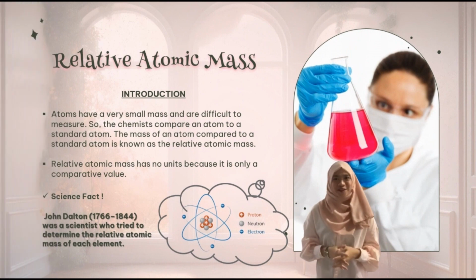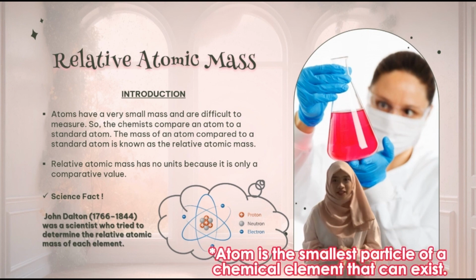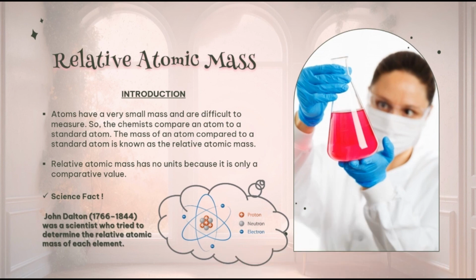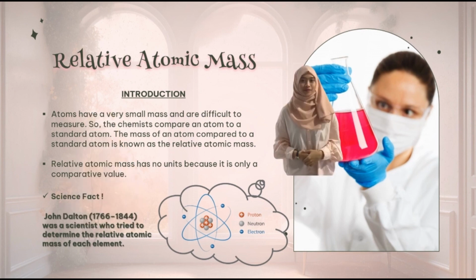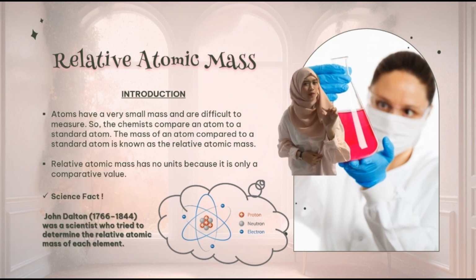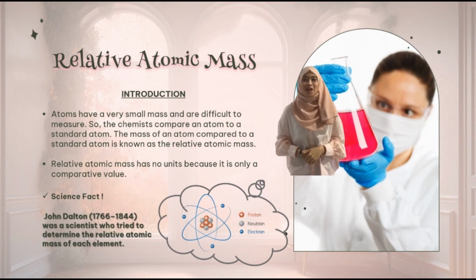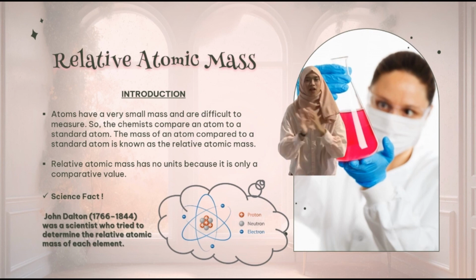Okay, do you guys know what is atom? So, atom is the smallest particle of a chemical element that can exist. You guys can see the picture below of the slide. That is atom. Atoms have a very small mass and are so difficult to measure. So, the chemists compare an atom to a standard atom. The mass of an atom compared to a standard atom is known as the relative atomic mass. Other than that, relative atomic mass has no units because it is only a comparative value.